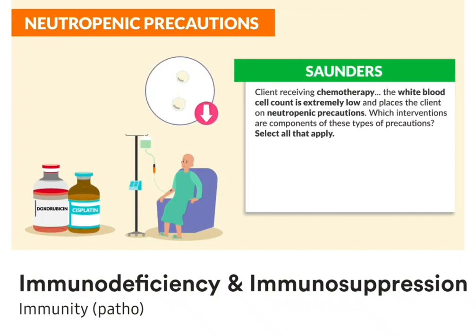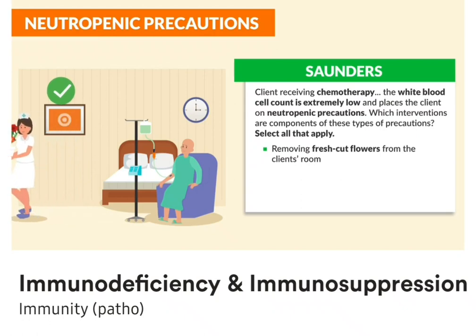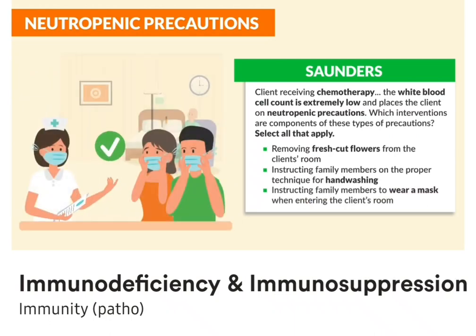So for neutropenic precautions, Saunders mentions, the client receiving chemotherapy, the white blood cell count is extremely low, and places the client on neutropenic precautions. Which interventions are components of these type of precautions? Select all that apply. So look for the key terms here. Removing fresh cut flowers from the client's room, instructing the family members on proper technique of hand washing, and instructing the family members to wear a mask when entering the client's room.